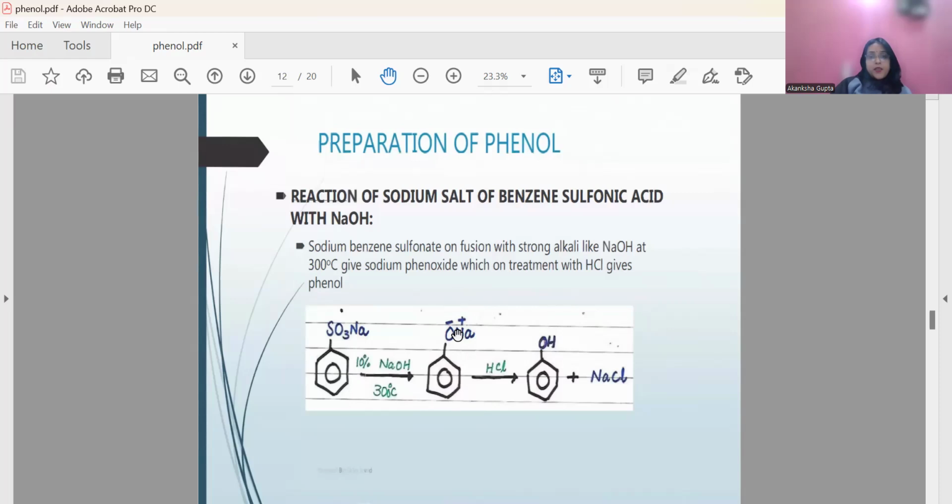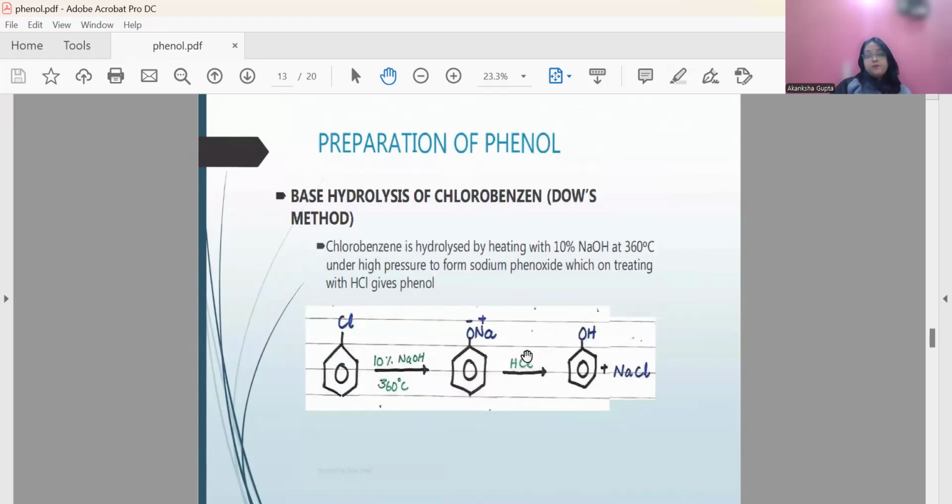So this ONa reacts with HCl, and then the NaCl byproduct forms, and this OH comes with this oxygen, that is the phenol. So finally we get the phenol, which is our final product.